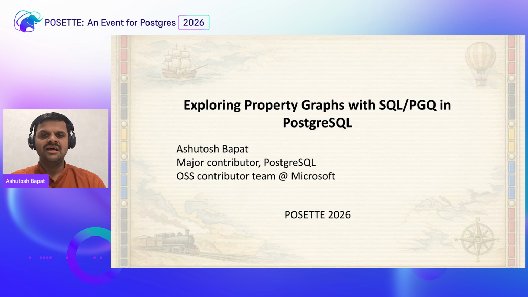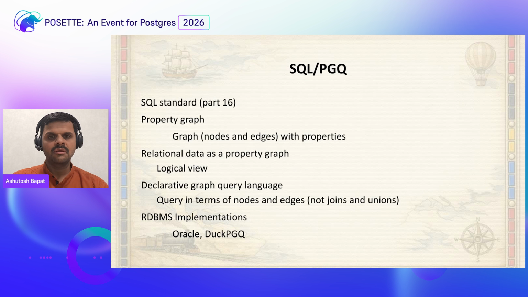Let's take Ticket to Ride, the popular board game, as an example. What is SQL PGQ? It's a SQL standard, part 16, added in 2023. It introduces a concept called property graph. It is the same graph with nodes and the edges connecting those nodes, but these nodes and edges have properties associated with them. And these nodes and edges can be classified into different classes.